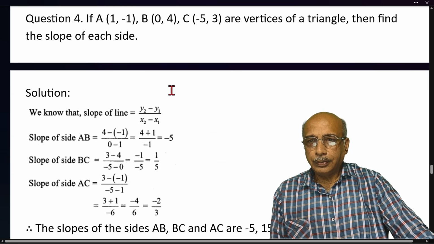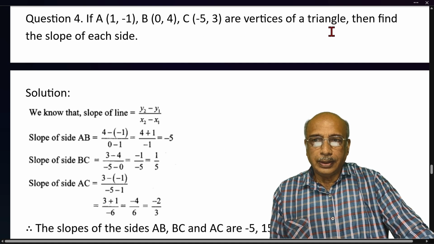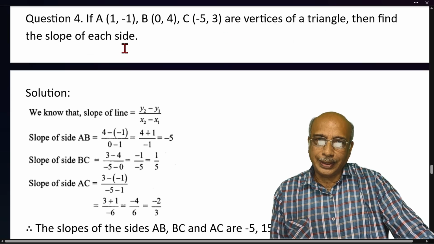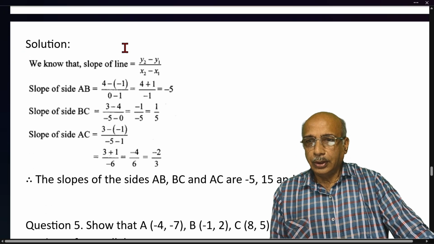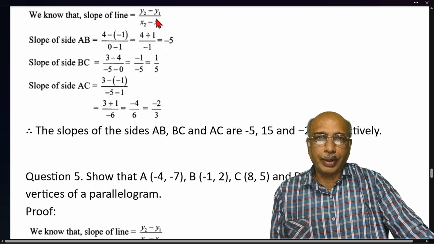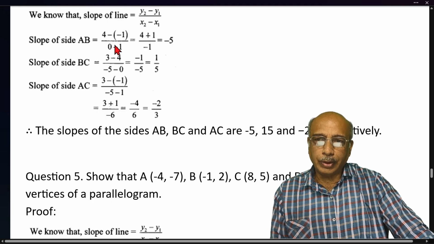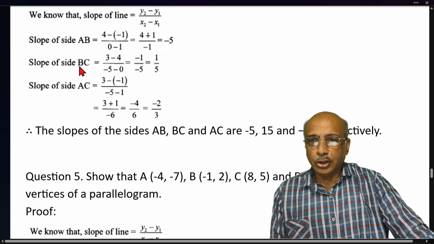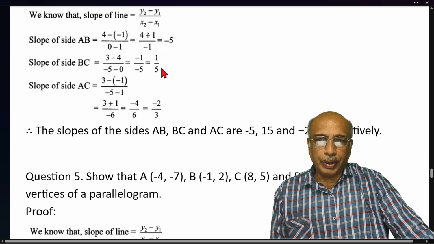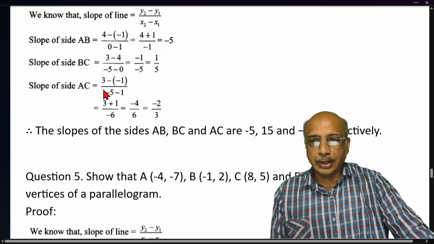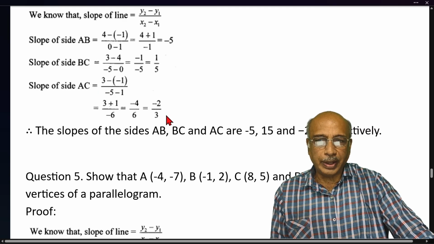Next question. If A, B, C are vertices of a triangle, then find the slope of each side. No problem. Even if there are three non-collinear points, we have to find the slope here. We know the slope of a line is y2 minus y1 upon x2 minus x1. So the slope of line AB, substituting the values, you'll get minus 5. Slope of line BC, again substituting the values, you will get 1 by 5. And slope of line AC, substituting the values, you get minus 2 by 3.